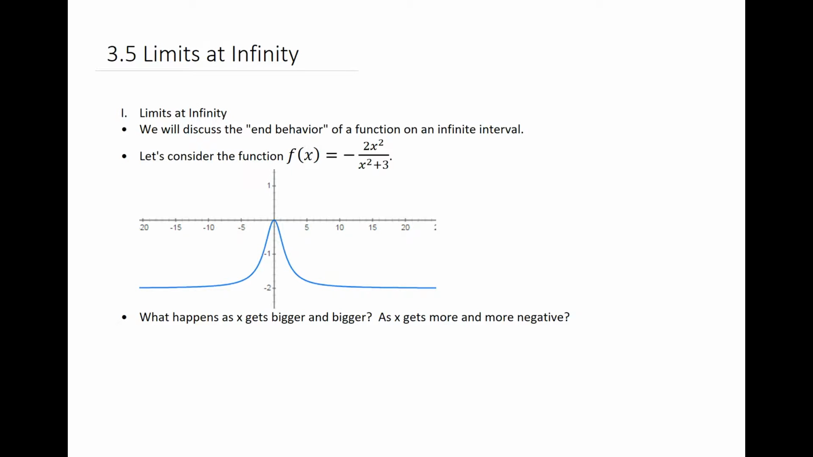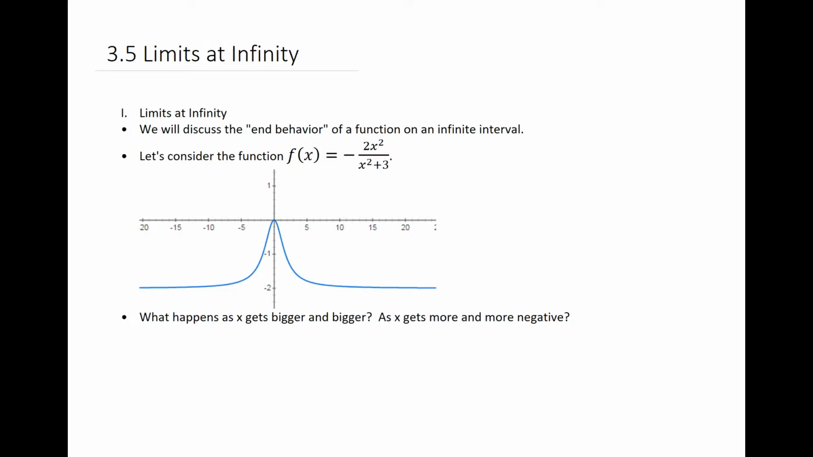In this video, we're going to talk about the end behavior of a function on an infinite interval. So basically what the function looks like to the left and to the right, far left and far right. So what happens as x approaches negative infinity or positive infinity. So let's consider the function f of x equals negative 2x squared divided by x squared plus 3.